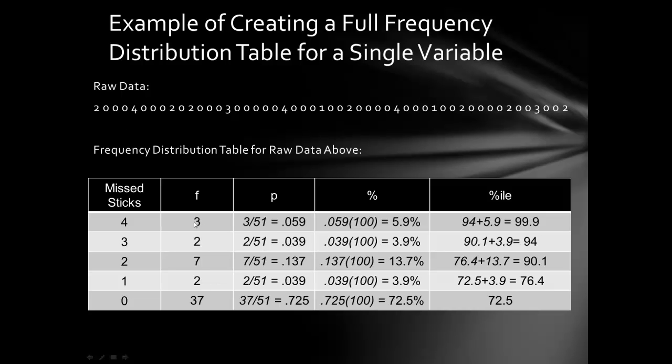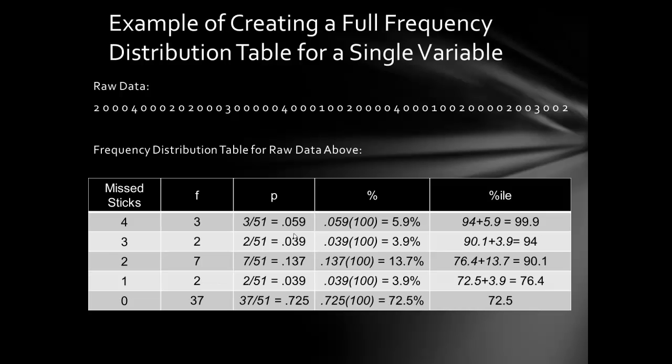So 3 out of 51 nurses had 4 missed sticks. So the proportion of nurses with 4 missed sticks is 0.059. The next one, 2 out of all 51 nurses had 3 missed sticks. 2 divided by 51 gives you a proportion of 0.039. Now people like to interpret numbers and interpret proportions in terms of percentages.